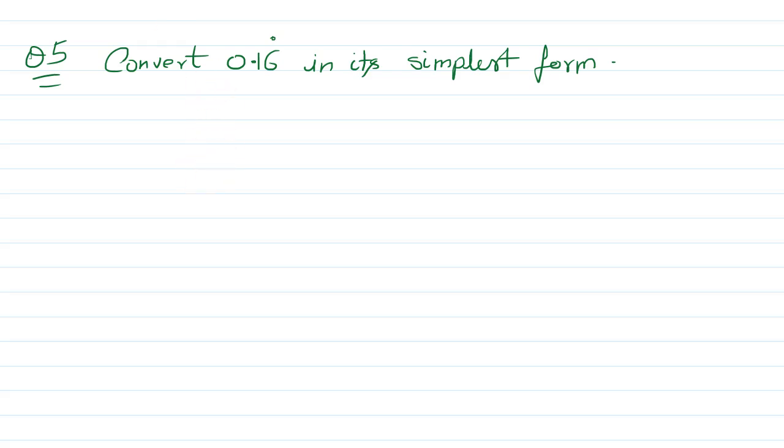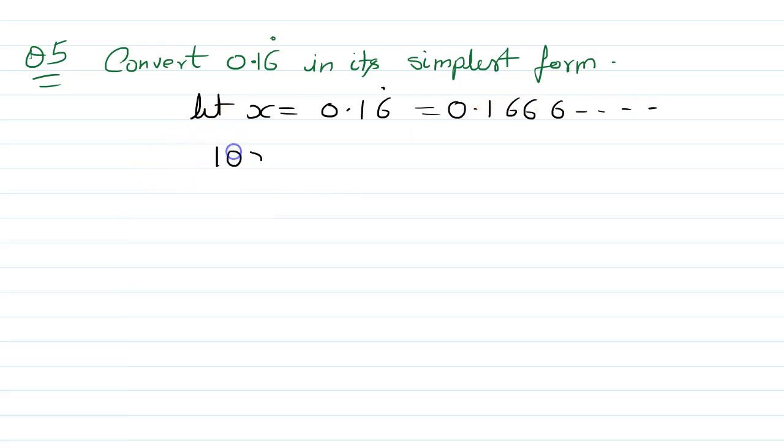Welcome back if you have tried. So let x equal to 0.16 recurring. It means 0.1666 and so on, 6 is recurring. So if we multiply by 10 both sides, it will be 10x, and this point is moving this side, so it will be 1.6 recurring.